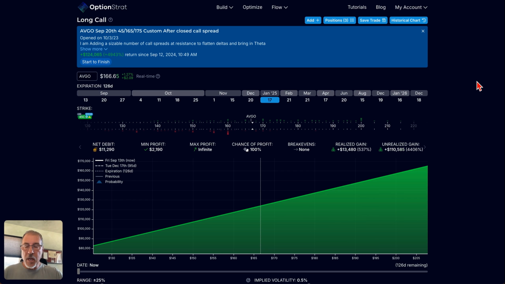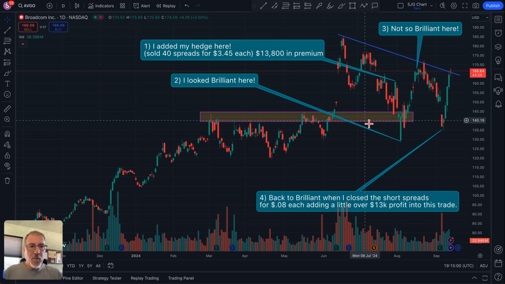That position was up $100,000 plus, and I went through in a recent video and I walked through this chart showing where I sold a call spread, how many call spreads I sold. I brought in an additional $13,000 in premium. I sold those for $3.45 each. I closed those out a few days ago for 8 cents each, picking up about $13,000 in profit.